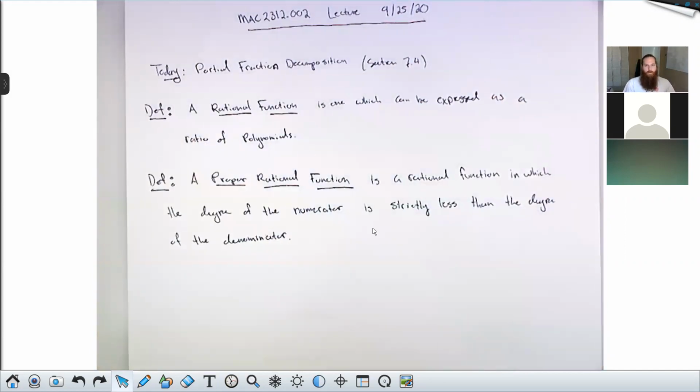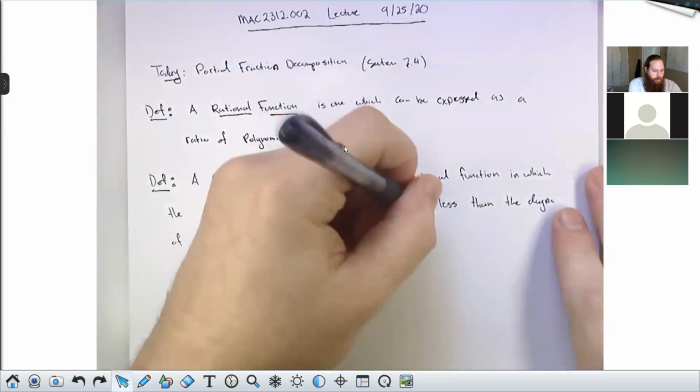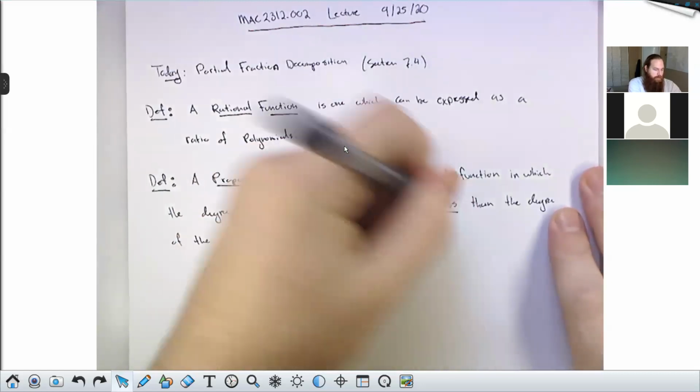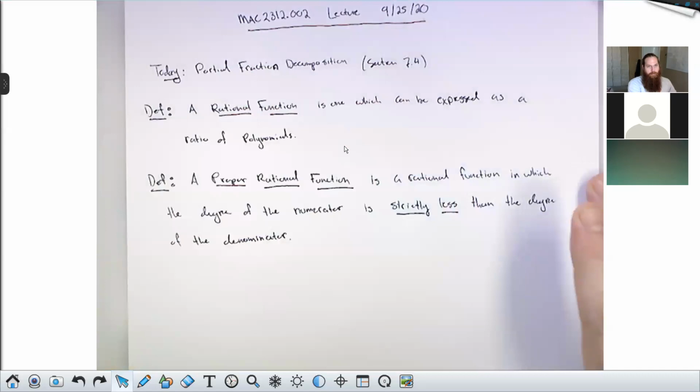Since it is a rational function, the top and bottom are both polynomials, meaning each one has a degree. Remember, the degree of a polynomial is the largest power of x that shows up. A rational function is called proper if the degree of the top is strictly less, and the strictly here is important, not less than or equal to, strictly less than the degree of the denominator.